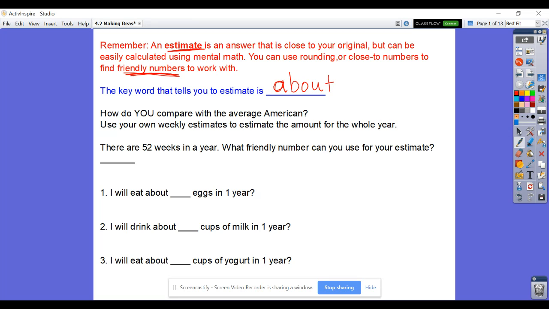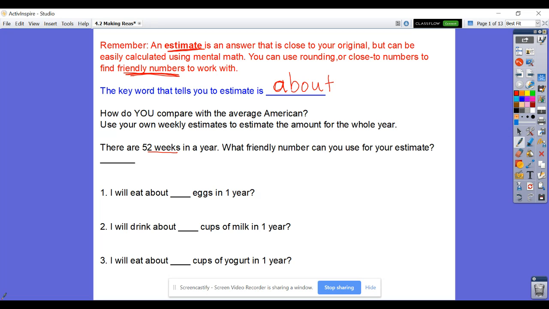So the directions say use your own weekly estimates to estimate the amount for the whole year. And just to get us started, I told you that there are 52 weeks in a year. You may have already known that, but I'm giving it to you just in case. We know there are 365 days, right? And that translates to 52 weeks.